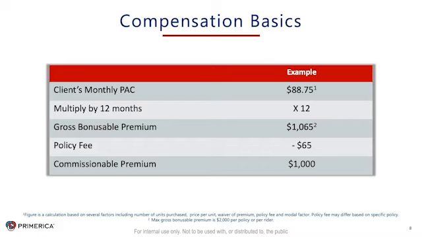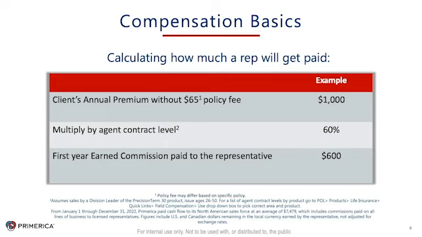Now that commissionable premium is what we use to determine what you get paid, but it all depends on what contract level you are at. You're able to go out and look at all the different contract levels, but with that being said, we're going to use the idea of a division leader in this one, which is a 60% contract. So if a division leader were to go out and sit with the client and help them with this life insurance policy, they would make 60% of that commissionable premium. So 60% of that $1,000, that's a $600 first-year earned commission to be paid to you, the representative.